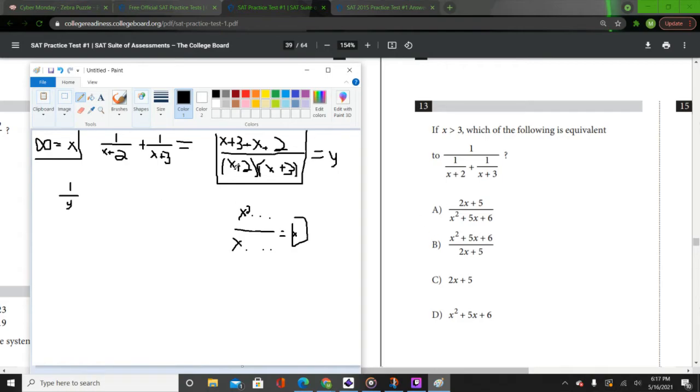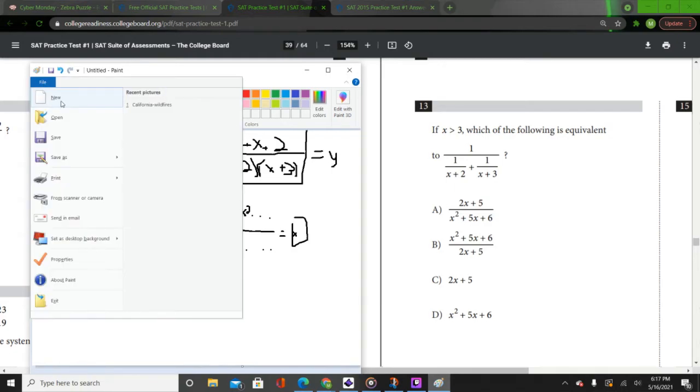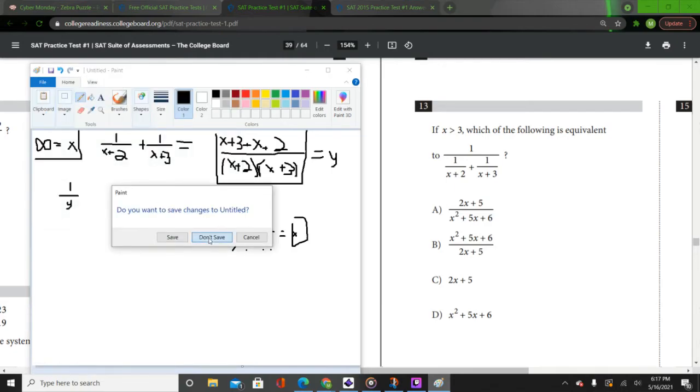But yeah, we can do 1 over y, so we're just going to flip it, and we're left with x squared plus 5x plus 6 over 2x plus 5. I would write that all out. Well, I would flip it and multiply it, but it's really just going to net us the same thing, so there's not really much merit in me doing so. Right, so I'm just going to delete that and move on.